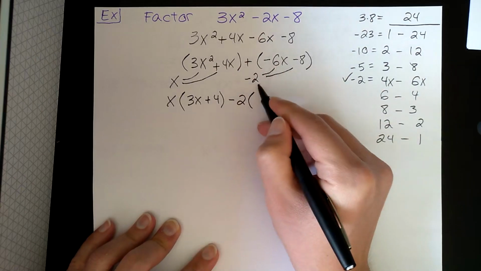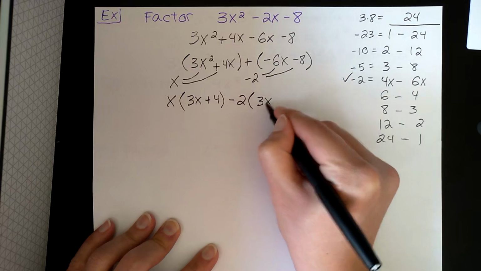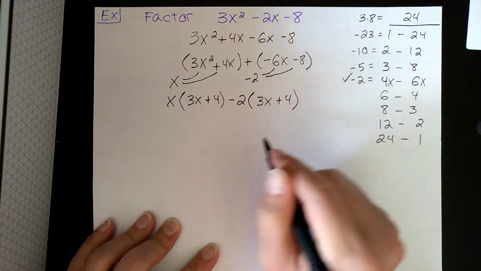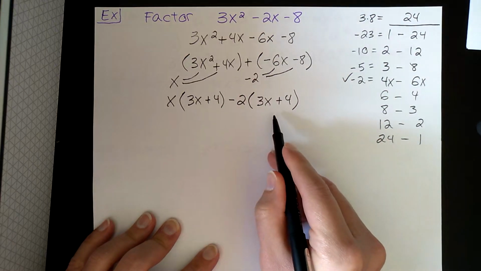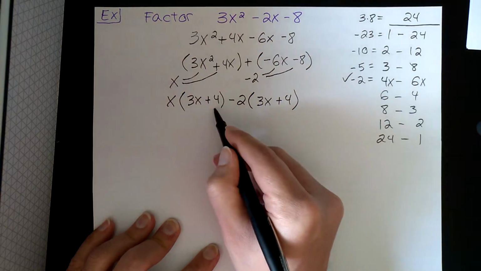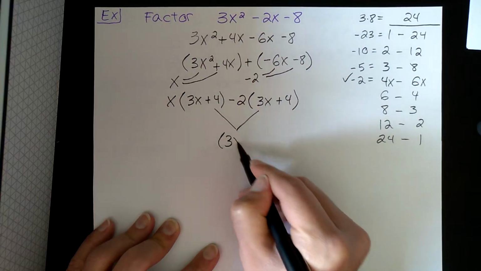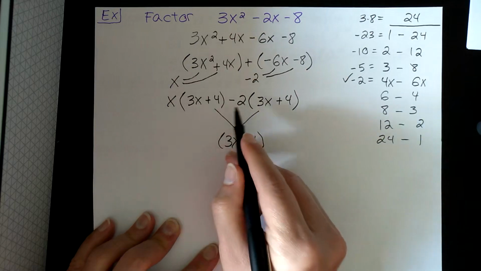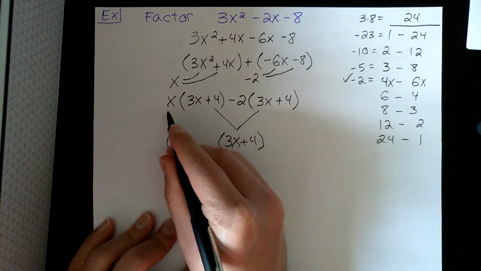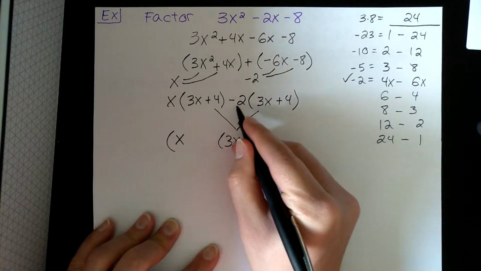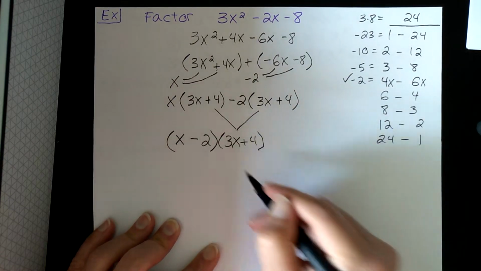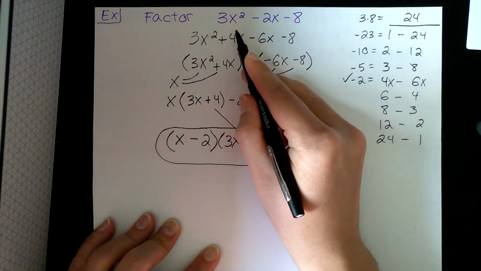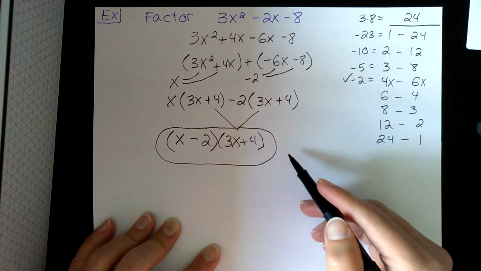times negative 6x divided by negative 2 gives us positive 3x, and negative 8 divided by negative 2 gives us plus 4. We check if the values in parentheses match, which they do, so we can bring 1 down, 3x plus 4, and then we check what's left in each term. In the first term, there's just an x left. In the second term, there is a minus 2 left. And this is the factored form of 3x squared minus 2x minus 8.